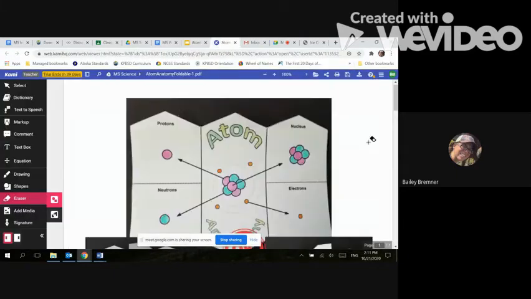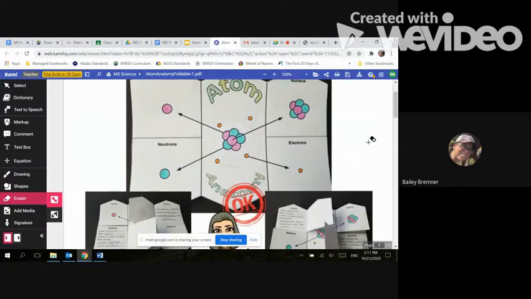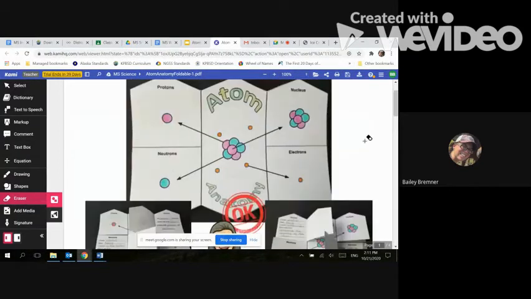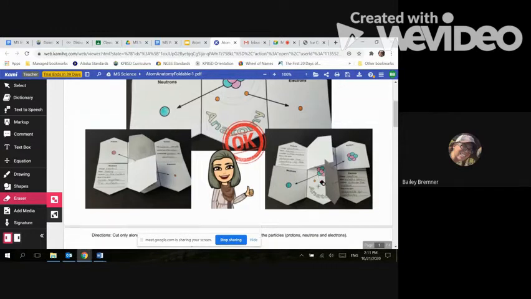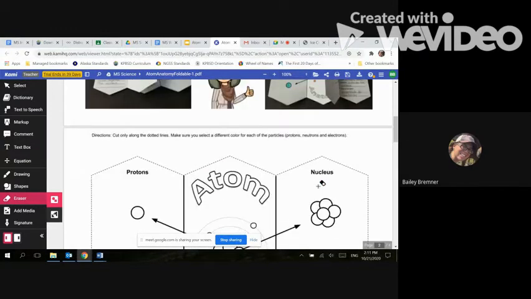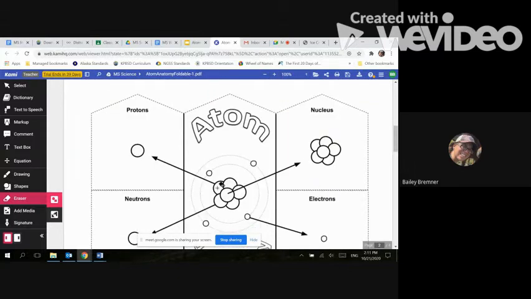As far as today's work, you should have a packet that looks like this, just slightly less colorful. This shows you your final product of what you should be making. You're going to glue them together, and you'll have little doors that you can open to show your answers or learn more about each thing. This is the front page that you're going to cut out.